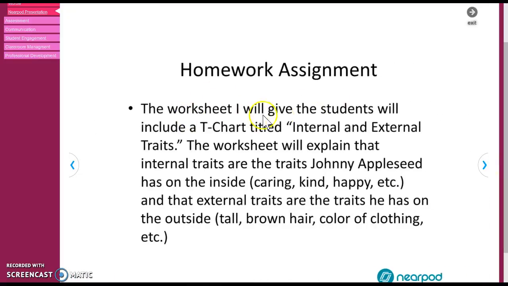So now we have, in the worksheet, I'll have the students include a T-chart titled Internal and External Traits. And the worksheet will explain that internal traits are the traits Johnny Appleseed has on the inside, and the external traits are the traits he has on the outside. And here I have a few different examples of that, so they'll know what I'm talking about.